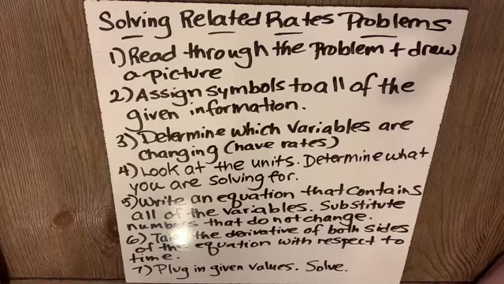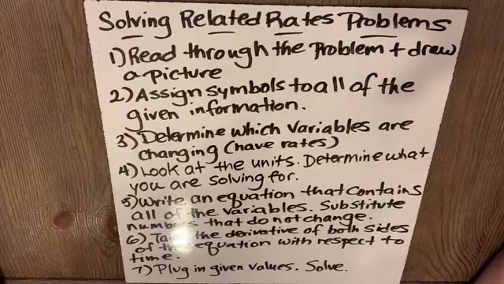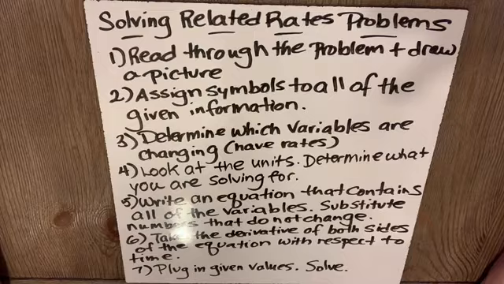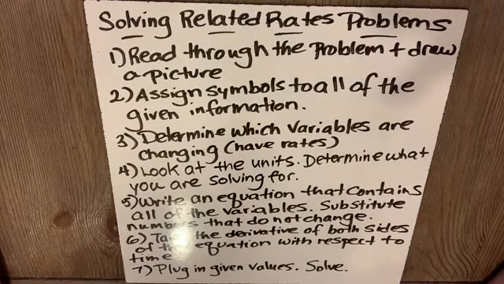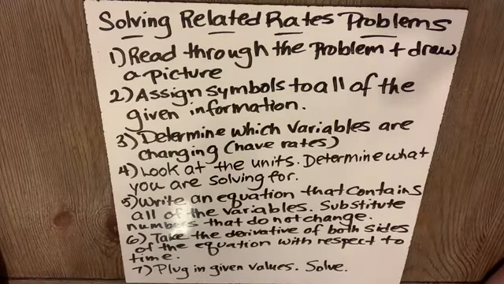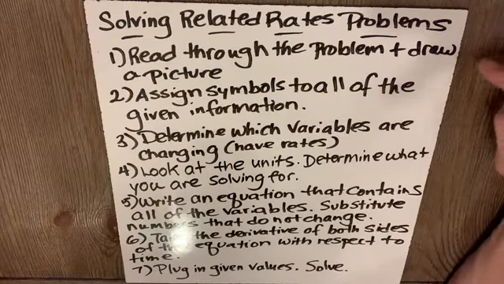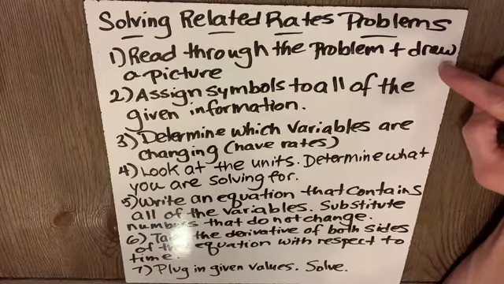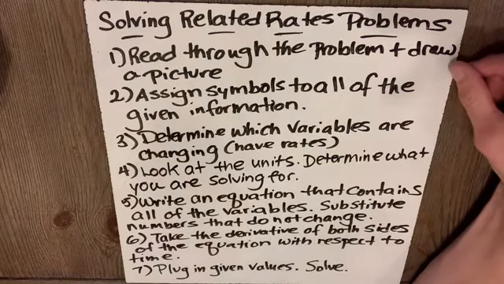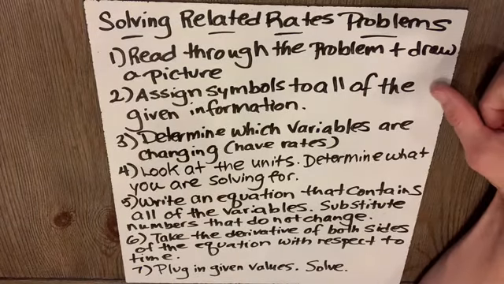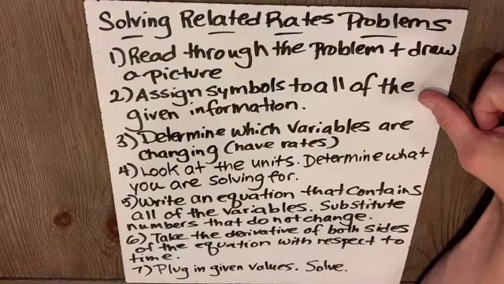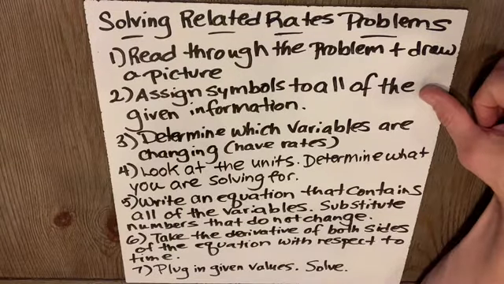How do we solve related rates problems? Now that we've had an idea of what these rates are and what the differences are between rates and just constants, like the radius is 5 meters. Well, if it's not changing, then we say r is 5 meters. Solving related rates problems involves 7 steps that you'll get quite good at if you just get a little practice with this. 1, read through the problem and draw a picture. So important to draw a picture. And even if you think you don't need a picture, draw a picture. 2, assign symbols to all of the given information. So draw a picture and then label your diagram.